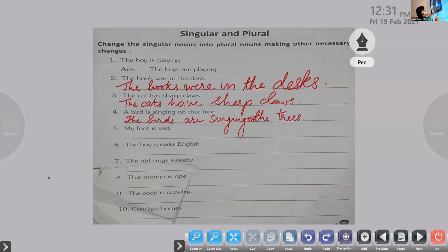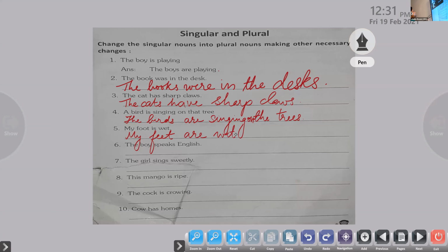Okay, now let's move on to the next one. My foot is wet. What's the plural form for my foot? We can write there, my feet. What's the plural form for foot? It is feet. My feet are, instead of is, we have to write are wet. Please do write it.